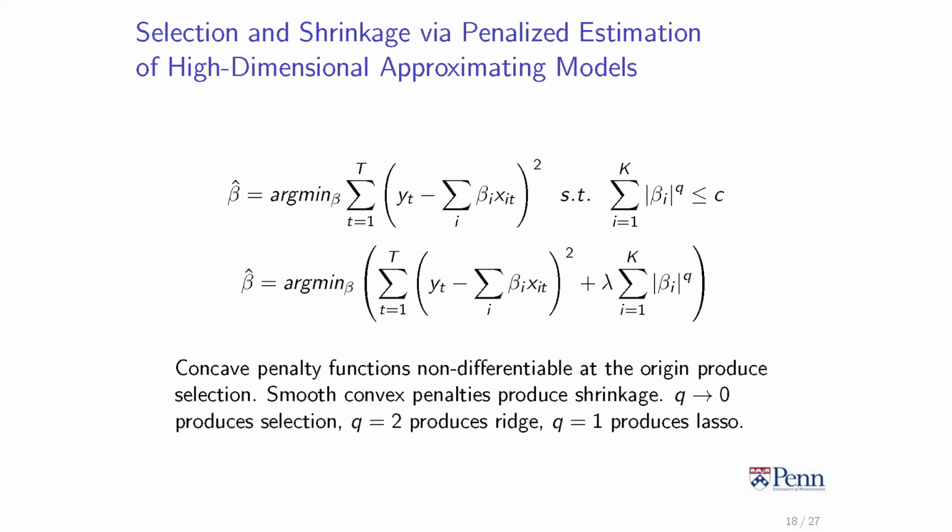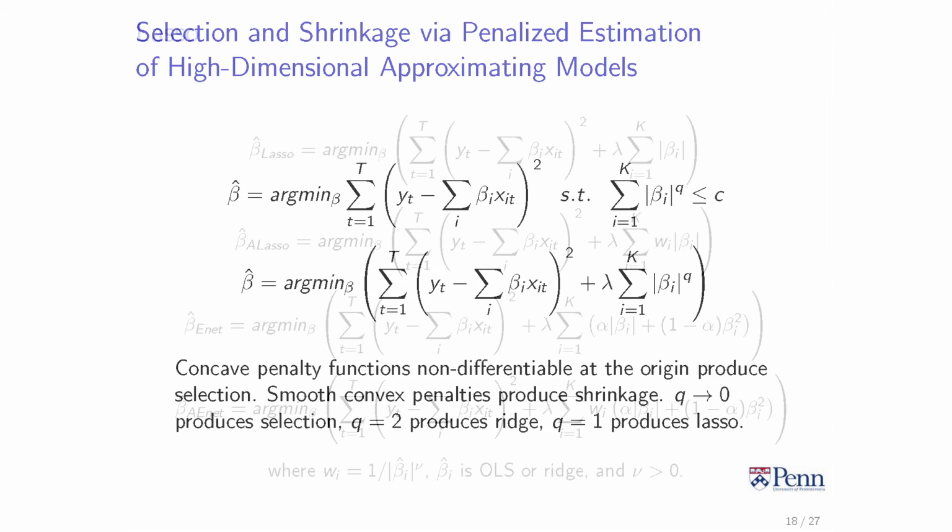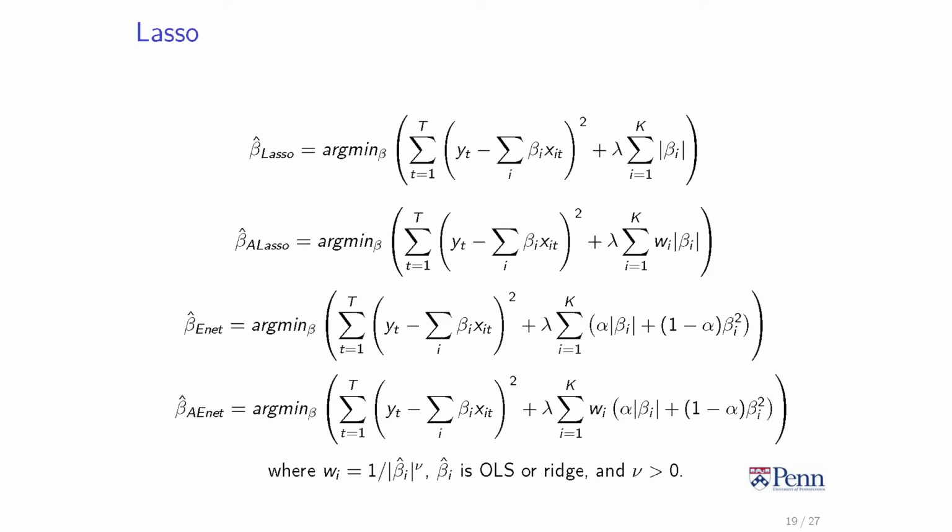And of course, you can write it in Lagrange multiplier form as well. And there's all sorts of cool things, depending on what Q is. Q equals 2 is ridge, famous thing. Q equals 1 is lasso. As you let Q go to 0 in an appropriate way, you get straight out selection, like AIC type, or actually more like SIC type stuff. Anyway, lots of variants. We're going to be doing the so-called adaptive elastic net. There's this adaptivity issue, and there's this elastic net issue.